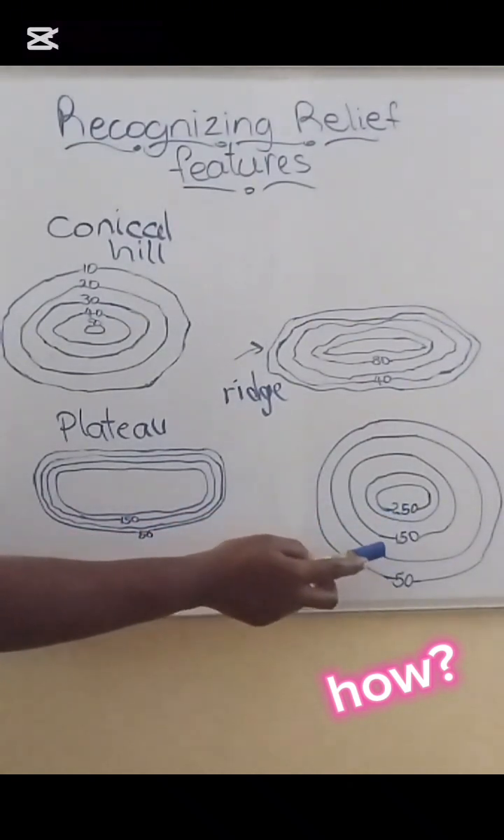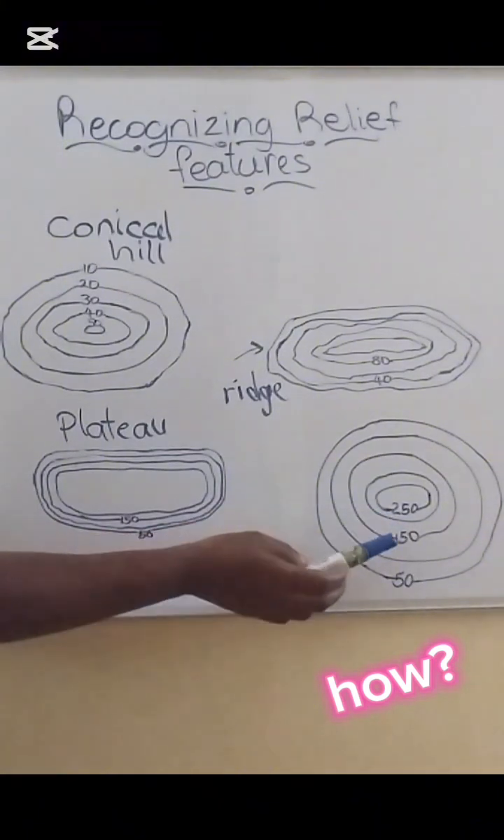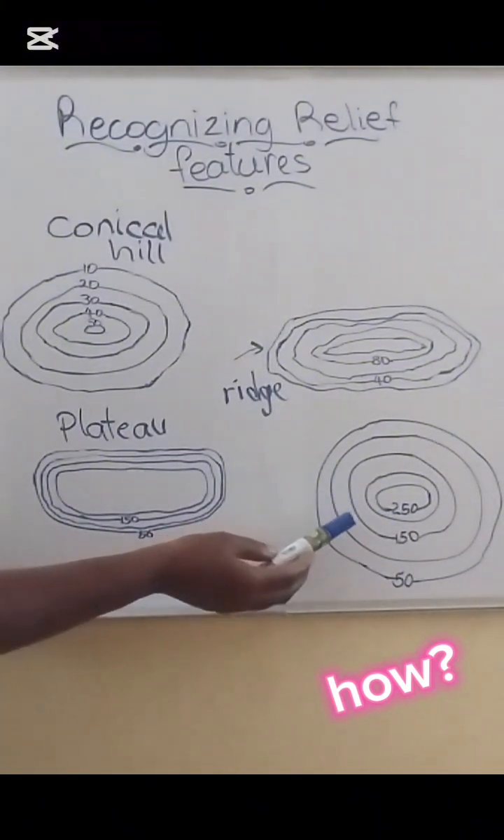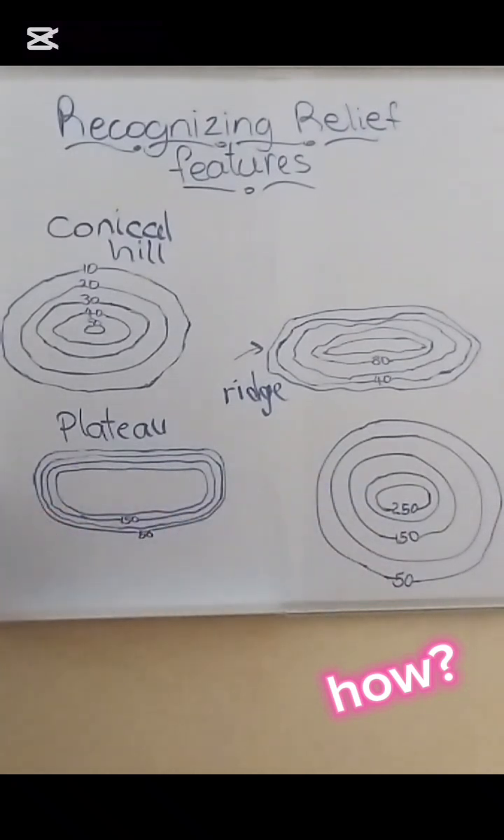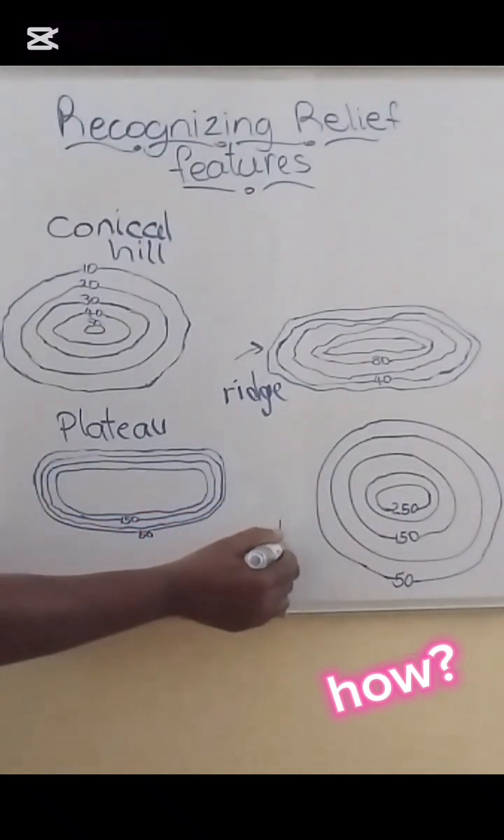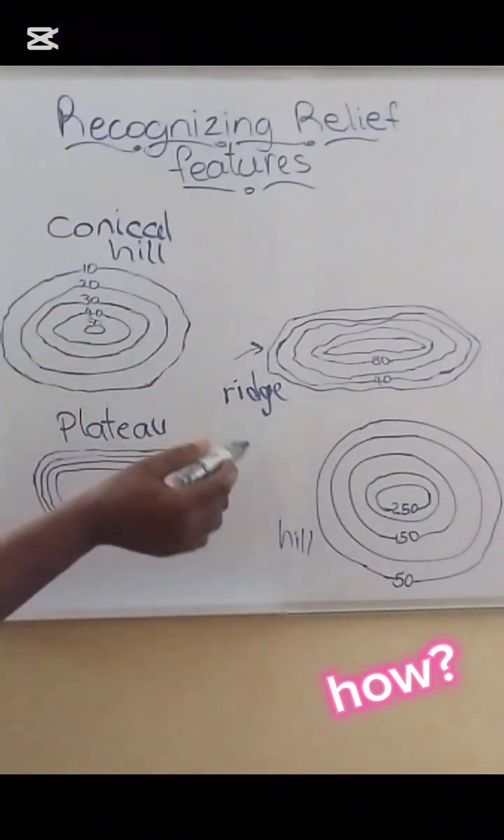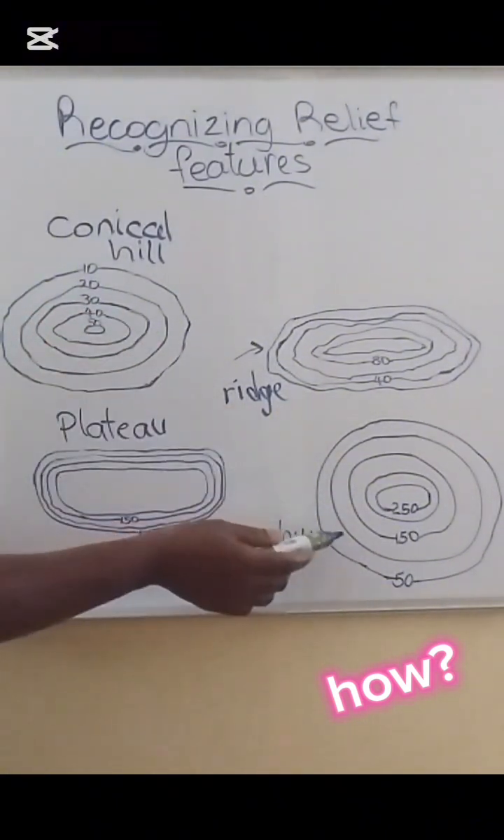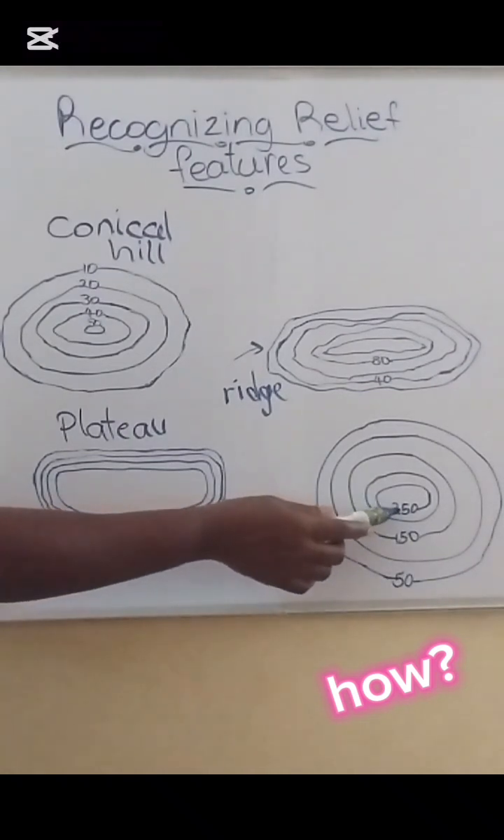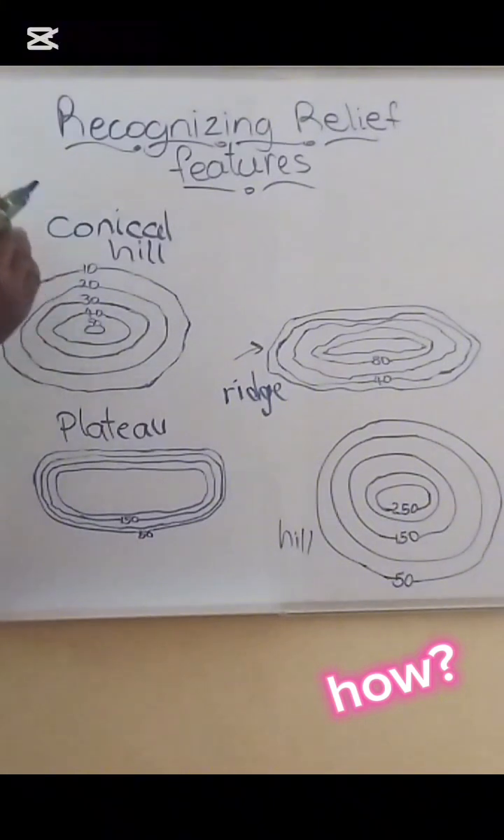A plateau. Okay, looking at this one now, if the contours are circular or oval in shape, and the highest point is actually below 600 meters, this is 250. If it's oval in shape, as I said, or circular, and the highest point is below 600, we know it is a hill. Do not mistake it with this though, because remember, the conical hill is usually higher, having a higher number at the top, and you would have to see a series of these on the map to say it's a conical hill, okay?